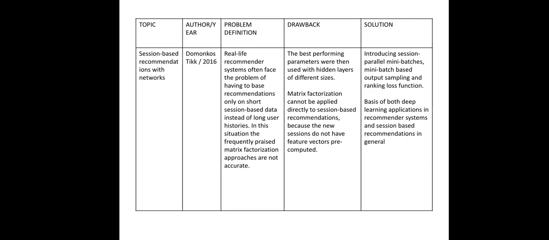Drawbacks are the first performing parameters were then used with a hidden layer of different sizes. Matrix factorization cannot be applied directly to the session-based recommendation because the new sessions do not have the features which are pre-computed. Solution is introducing the session parallel mini batch based output sampling and ranking loss function. Basis of both deep learning application in recommender systems and session based recommendation in general.